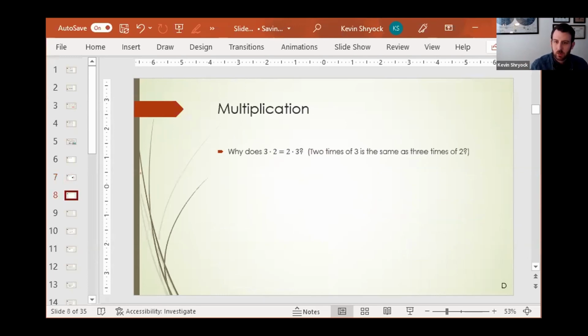So let's talk about one that we were told to accept as a rule. How about this one? Why does 3 times 2 equal 2 times 3? A seemingly simple question. I'll give it to you. Most of you would say, because they both equal 6. And that's a great answer. But then it loses the opportunity for a pattern. Is that because we did that calculation?